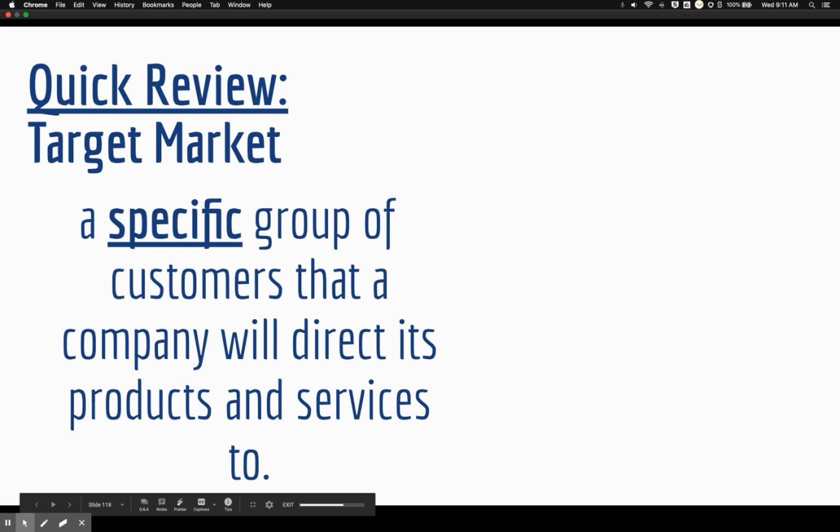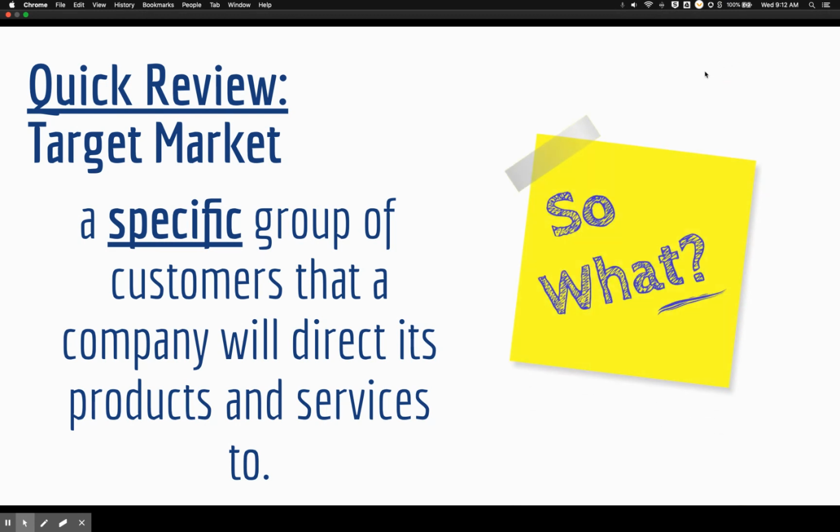All right, so to start off today's lesson, a quick review of what we mean by target markets. Now, everything leading up to this has helped us identify that specific group of customers that a company will direct its products and services to, highlighting the idea that it has to be specific and focused. When we try to market or sell or brand to everybody, we end up selling or marketing or branding to nobody.